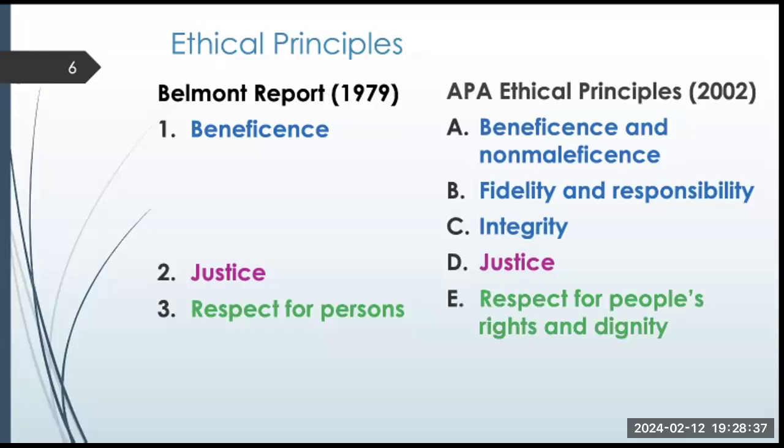So in your textbook, you have the ethical standards. The ethical standards change quite often. What does not change are the ethical principles, and that's why I'm focusing on that for this class, because the principles don't change. How they are manifested in the standards of APA may change every so often, but you should understand the principles that form the basis of those standards. So it's beneficence and non-malfeasance, fidelity and responsibility, integrity, justice, and respect for people's rights and dignity. Let's look at each one.